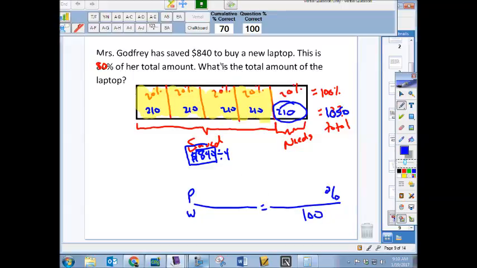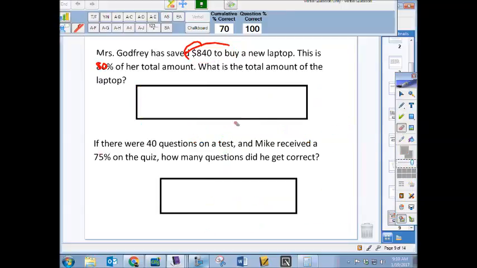And we look at this and we say, okay, Mrs. Godfrey has saved $840 to buy a new laptop. This is 80%. We know this is the amount that she saved. This is the actual amount she saved to total. So let me ask you, is 840, the number that was given, the amount she saved, or is that the total amount of the laptop? There you go. Cross, multiply, divide, you will get 1,050. It'll check your work for you. Okay? All right.